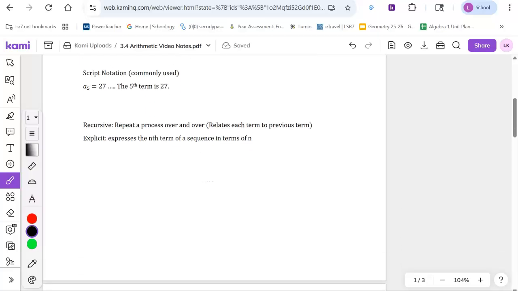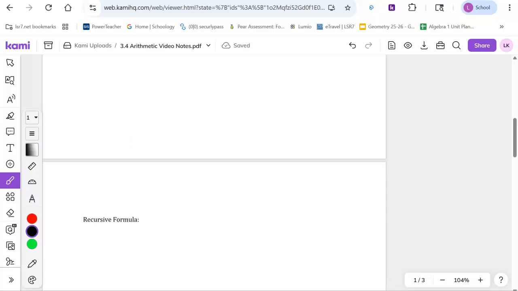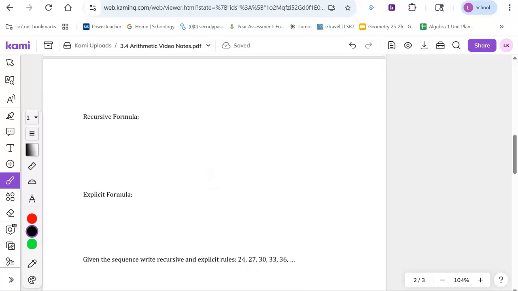Recursive repeats the process over and over. It relates each term to the previous term, whereas explicit expresses the nth term of a sequence in terms of n. The first thing we need to know is the recursive and explicit formulas for arithmetic sequences.